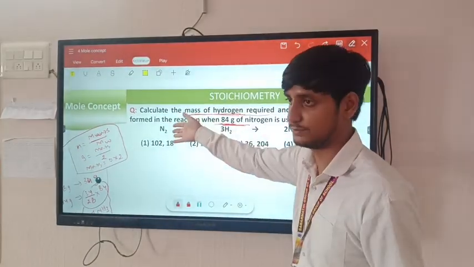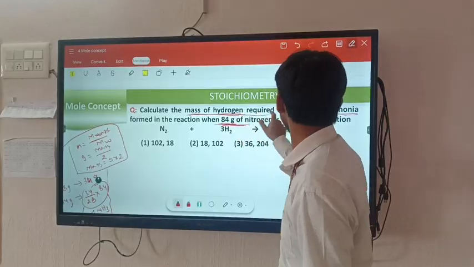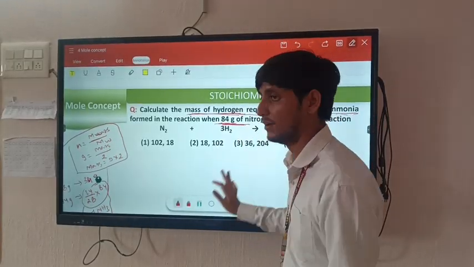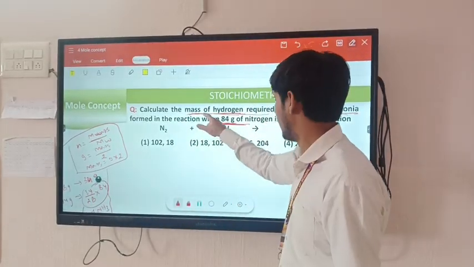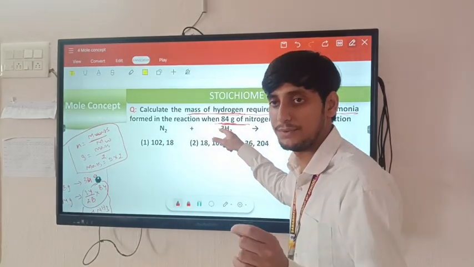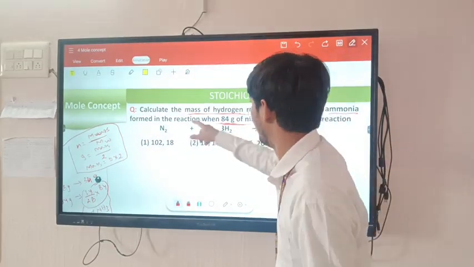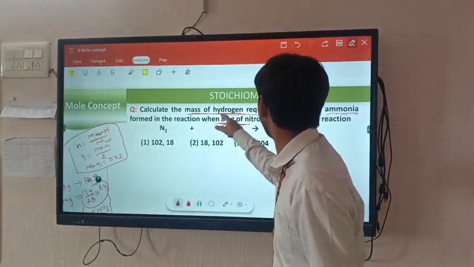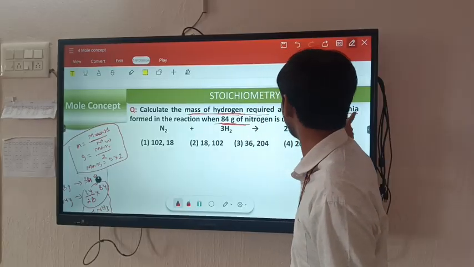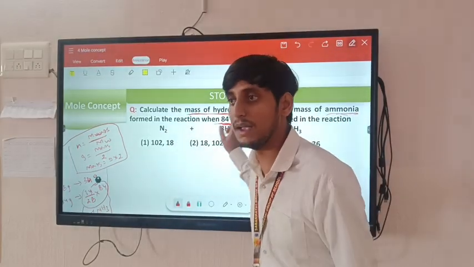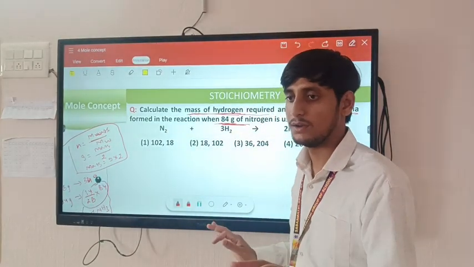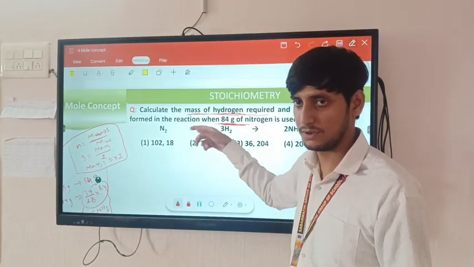Now, second question. Calculate the mass of hydrogen required and the mass of ammonia formed in the reaction when 84 gram nitrogen is used. You can find the mole from the given weight. Sujita, try with this question.